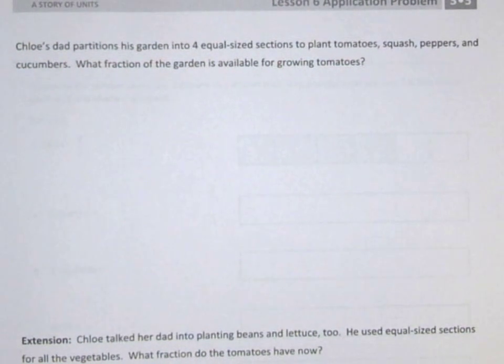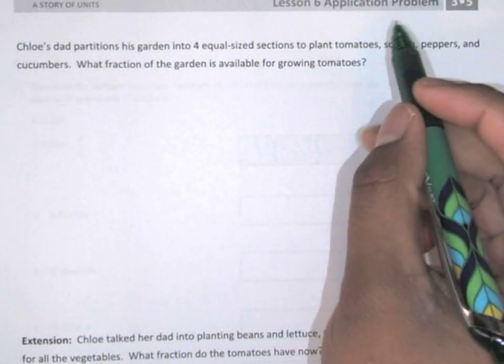Go ahead and take a few moments to read the application problem. And make sure that you underline very important parts of the problem. So as I read to myself, I'll be underlining important things.